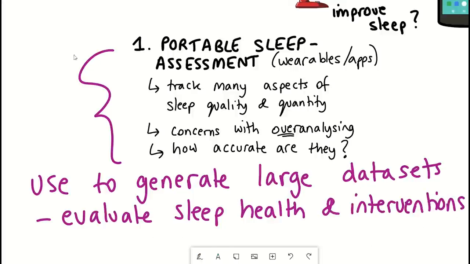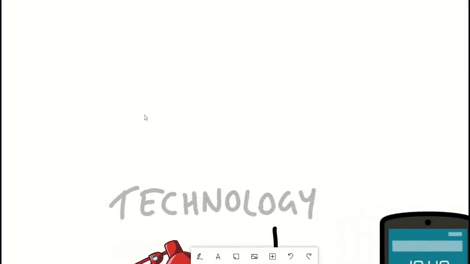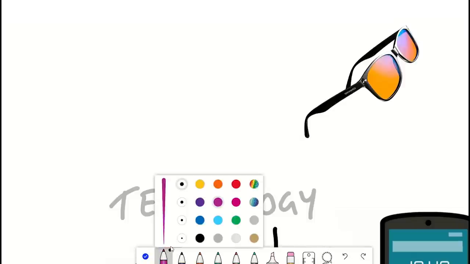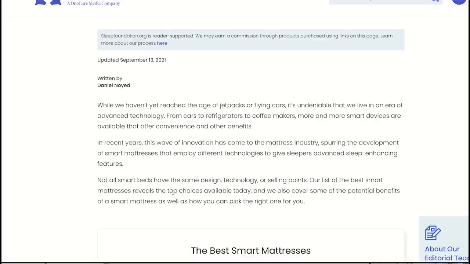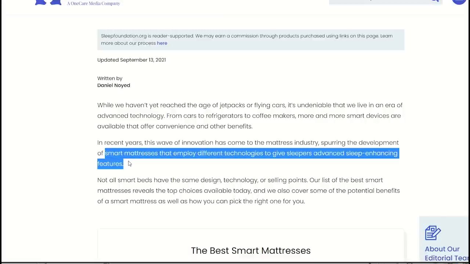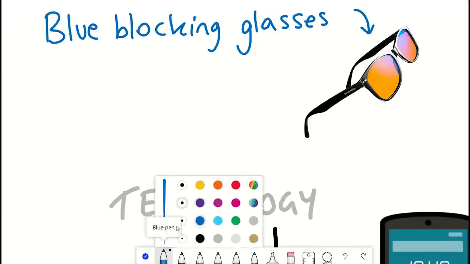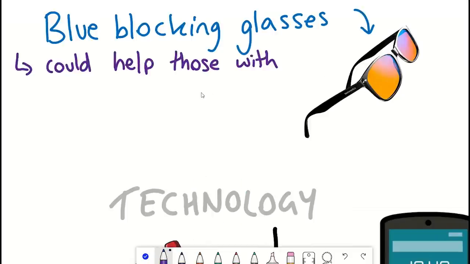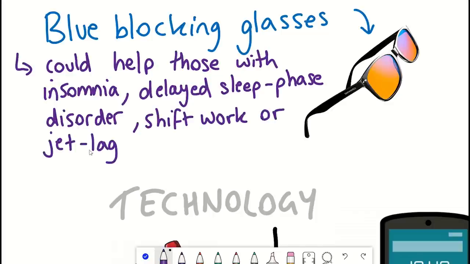So speaking about modulating sleep, there's also technology that could be used to help your sleep. Now, one that you've probably heard of are these blue blocking glasses. Yep, people do wear them. And there are also fancy mattresses that can be adjusted to improve your sleep, although I've actually seen very little evidence to support that they work. But anyway, in terms of the blue blocking glasses, there is more evidence for them and hope that they could be used to treat different sleep-associated disorders, such as insomnia, delayed sleep phase disorder, shift work, or jet lag.